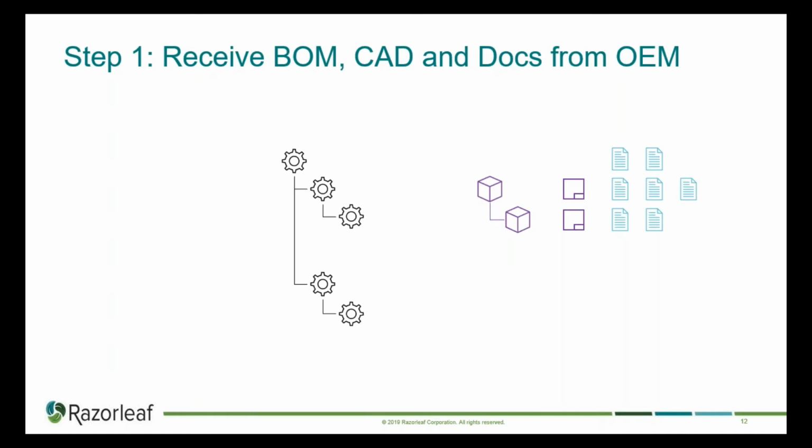So it's almost as much about a process of building their digital thread as it was looking at what that thread was at the end of the day. So a couple of steps that are important for them. First, they had to receive the bill of material, the CAD data, the document data, all of that from the OEM or the system integrator, right?